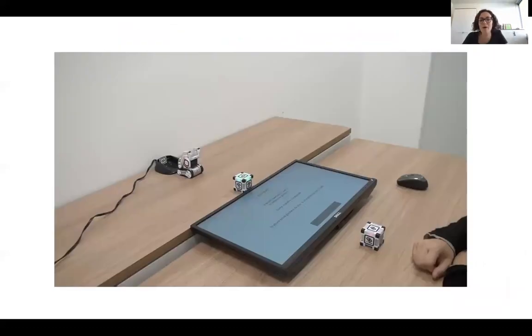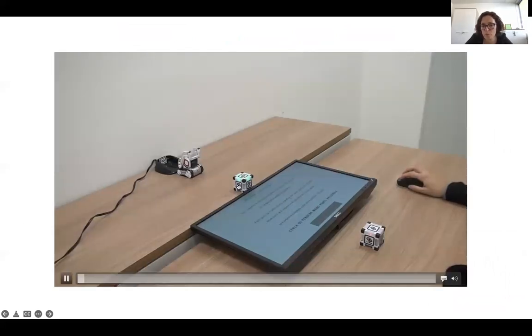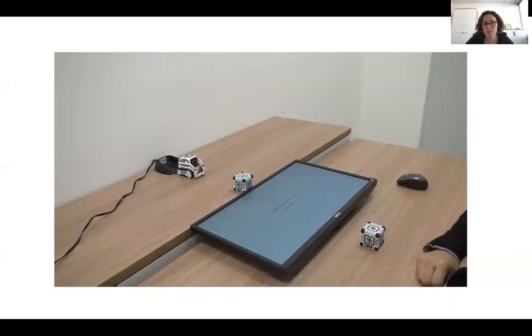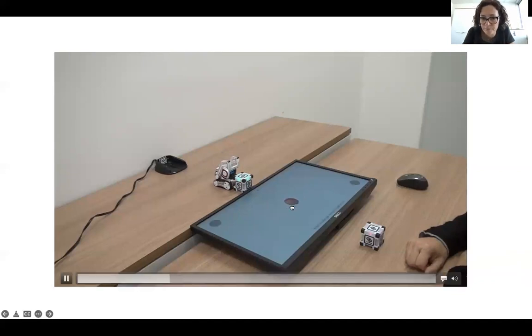So this is how it looks. This is our little Cosmo, and you'll see it approaching the cube where it can act. The acting is tapping on the cube. It gets ready, it goes towards the cube. It's a very cute robot. Then our participant is getting ready as well. And now you will see on the screen the balloon inflating.